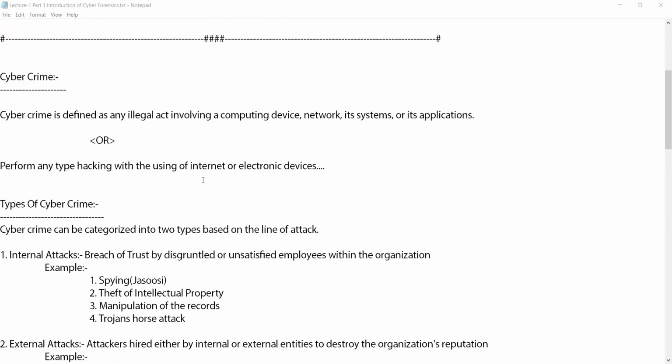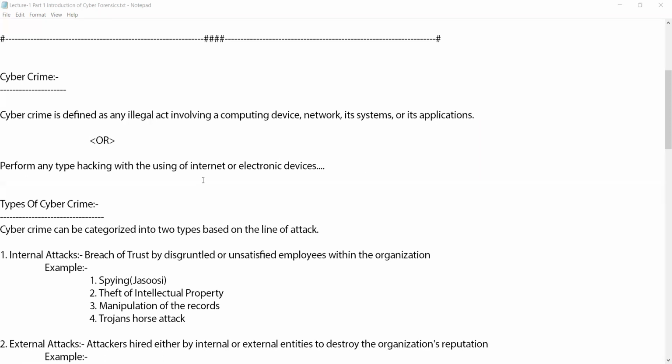So what is cyber crime? Cyber crime is defined as illegal acts involving a computing device. If a cyber criminal performs any type of crime involving illegal acts on a computer device, network, systems or application, that type of crime is called cyber crime, which is done using the internet as well as electronic devices by the cyber criminal. This is the complete definition of cyber crime.